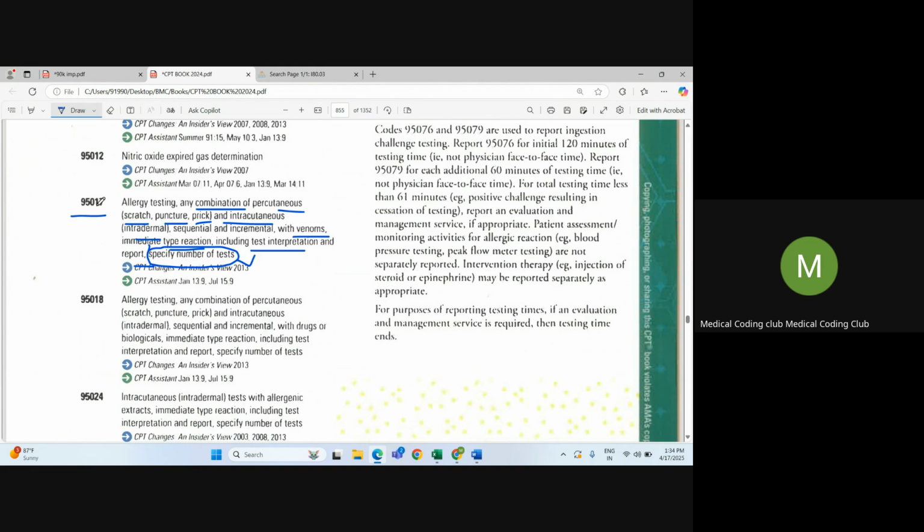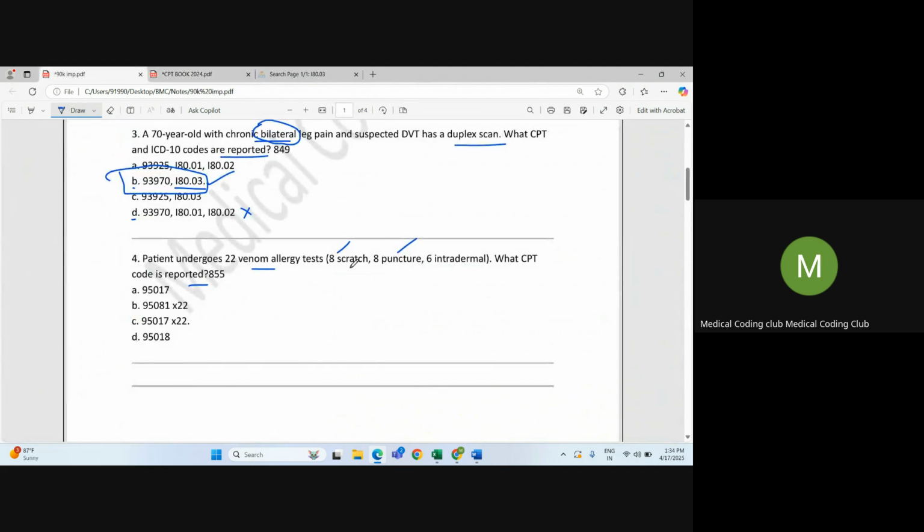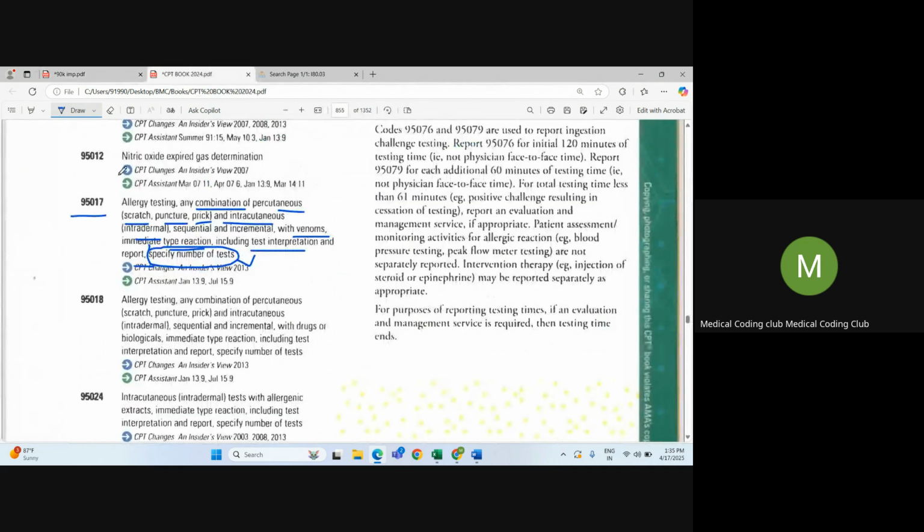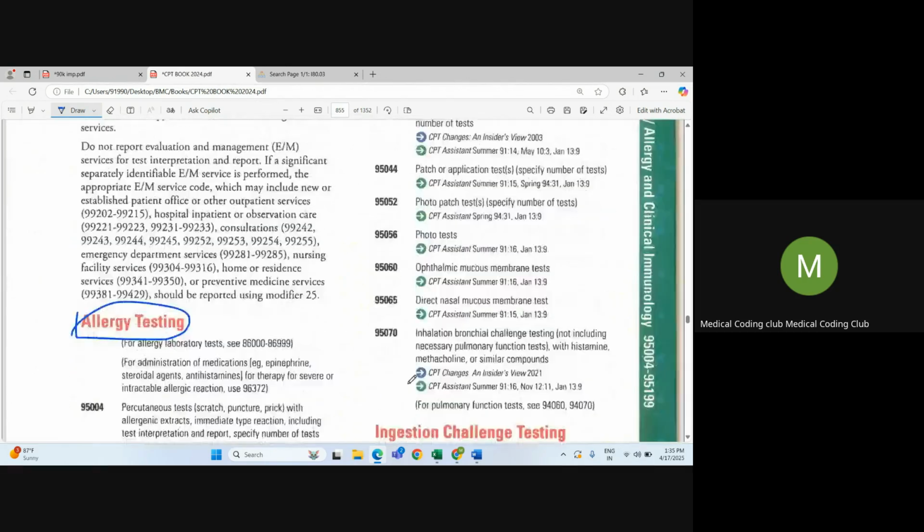Okay, 95017 is there. So here 8 scratch, 8 puncture, 6 intradermal. So 8 plus 8, you will get 16. And 16 plus 6, you will get 22 units. So we have two options with 22 units. Option B 95081 and option C 95017. So 95017 includes scratch, puncture, prick, and intradermal also. And 95081, you can see what it is.